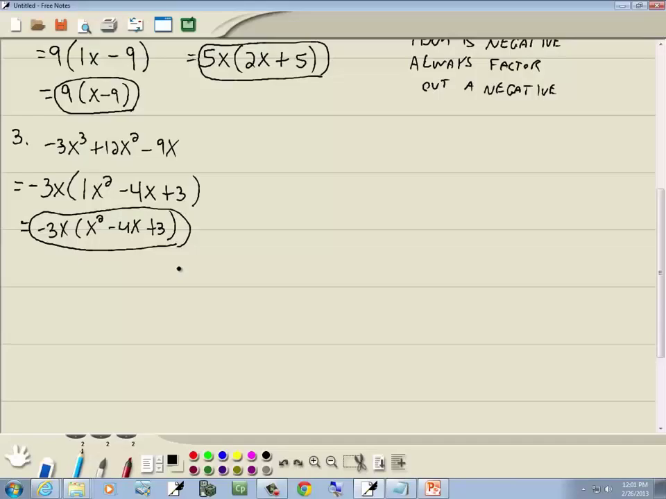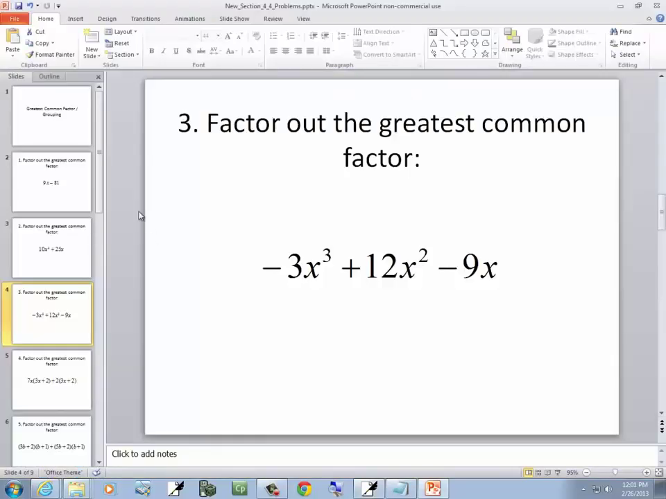Oh, by the way, to check these is very easy. First off, assuming you don't have anything else in common in here, to go backwards, you just multiply these. Negative 3x times x squared gives you negative 3x to the third. Negative 3x times negative 4x is positive 12x squared. And negative 3x times 3 gives you negative 9x. Now that won't tell you whether you factored out enough, but if you look at what's inside the parentheses and you don't see anything else in common, then you're where you need to be.